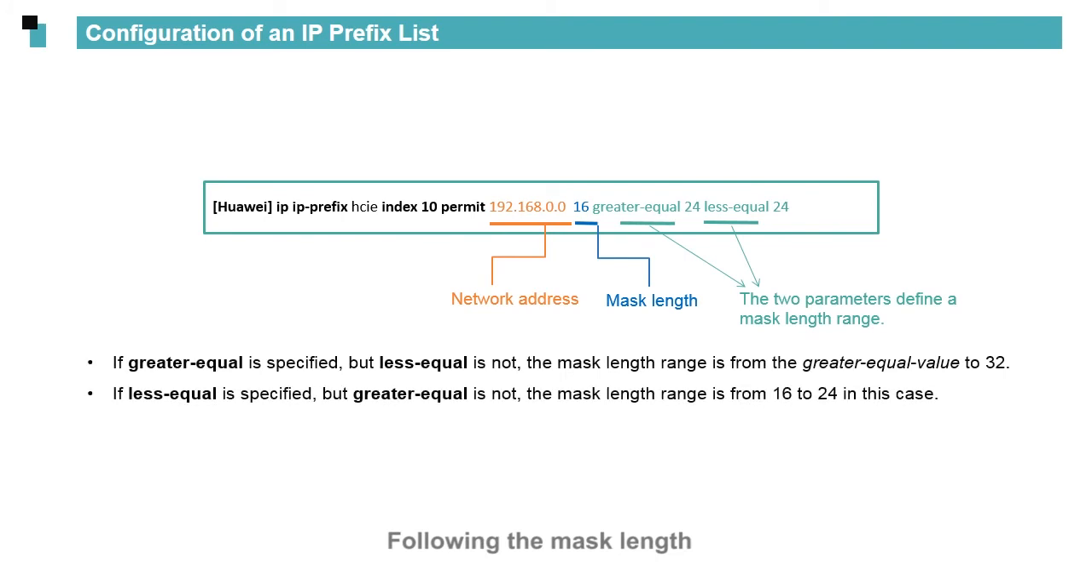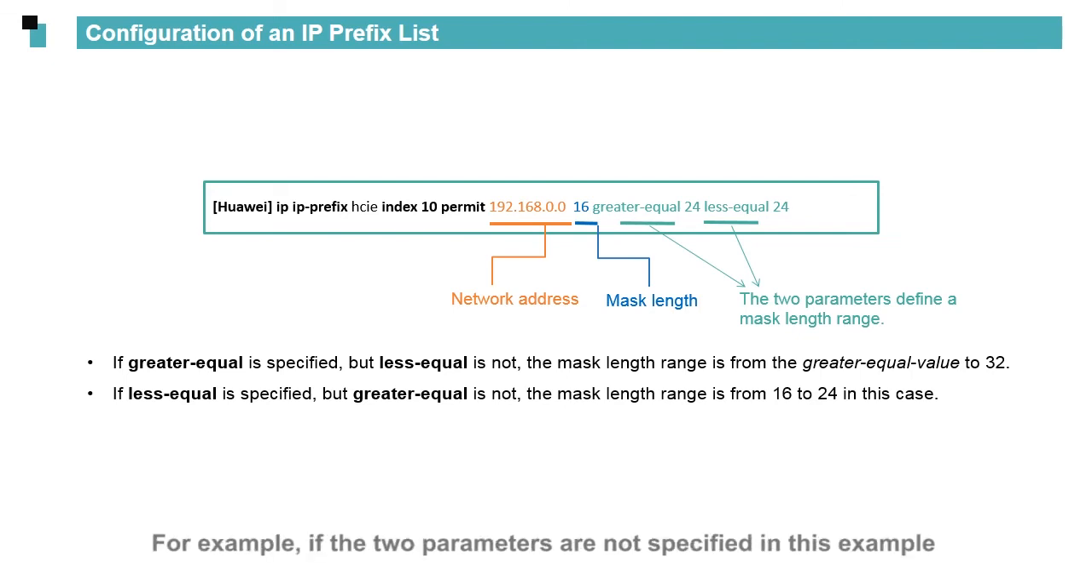Following the mask length, two parameters, greater equal and less equal, are optional. The two parameters are used to define a mask length range. For example, if the two parameters are not specified in this example, the configuration of the command matches only the routes whose network address begins with 192.168 and whose mask length is 16.